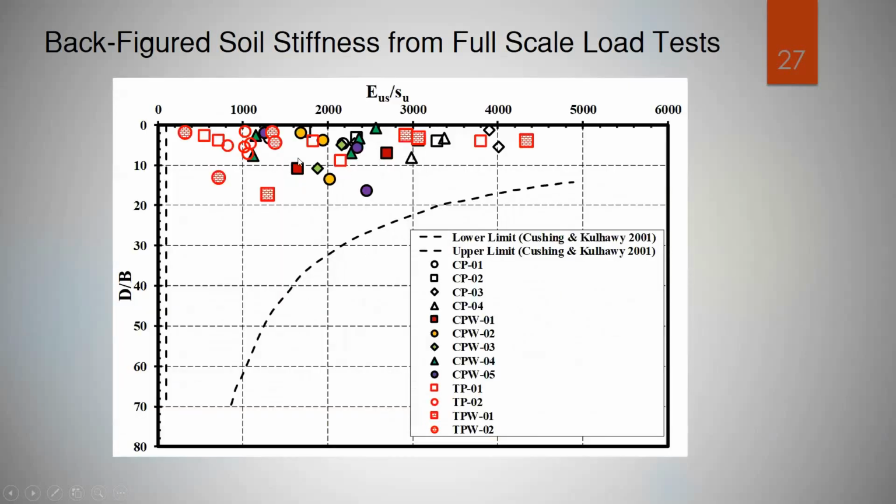We put our data on the same figure, and we observe that the value of E over undrained shear strength has a wide range for low D over B, and has a narrow range with increasing D over B, and this is matching with the trend line. This is matching between the upper and lower limits proposed by Kulhawy.